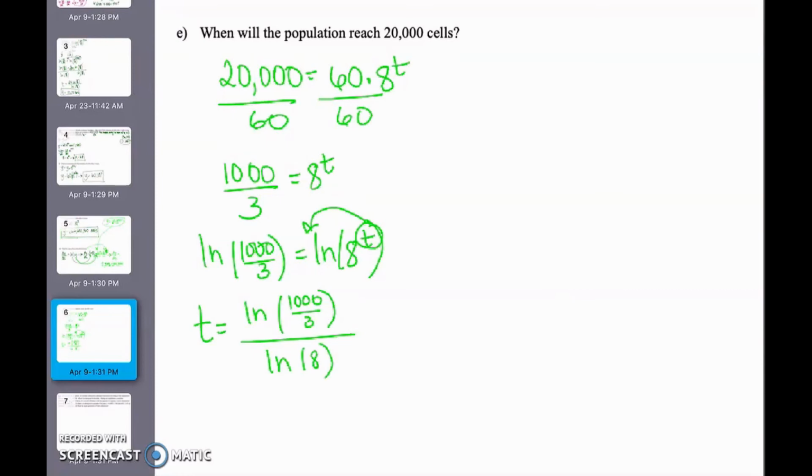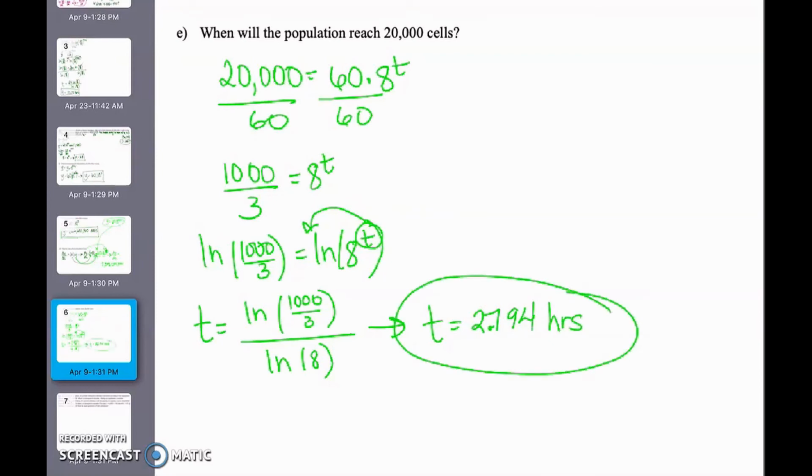Now I grab my calculator and I type that in, and I get time is equal to 2.794 hours. And again, if you wanted to verify that, you could certainly graph it on your graphing calculator and prove that your graph intersects the horizontal line 20,000 at time t equals 2.794 hours. All right, so that's the end of example 2.